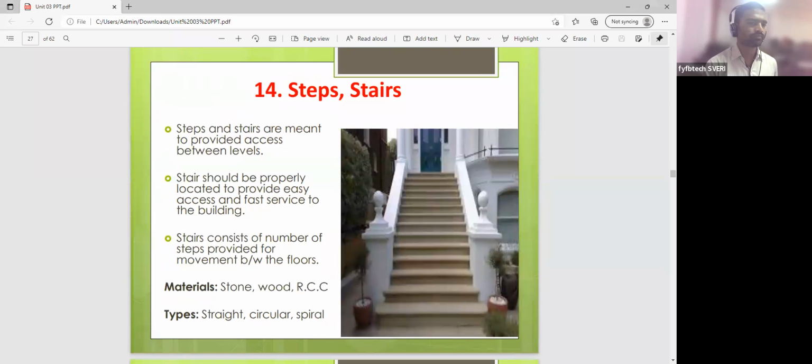Next one: steps or stairs. Only write what I will tell. These are meant to provide access between levels. Access between levels means one level to another level: ground level to first floor level, first floor level to second floor level.